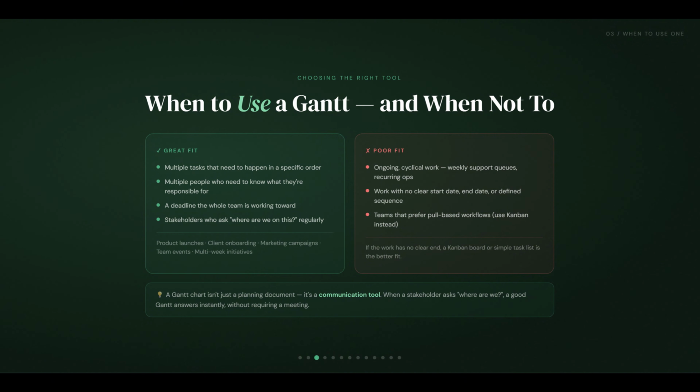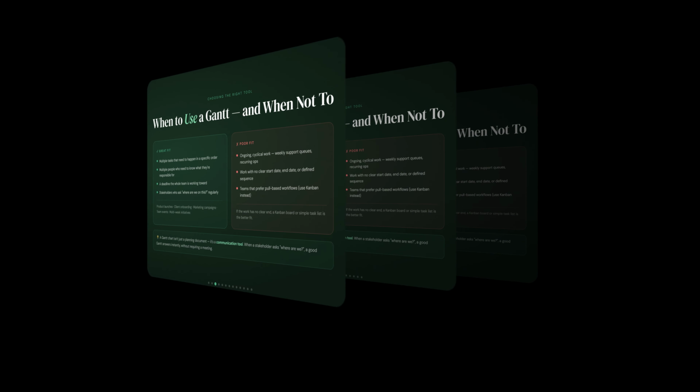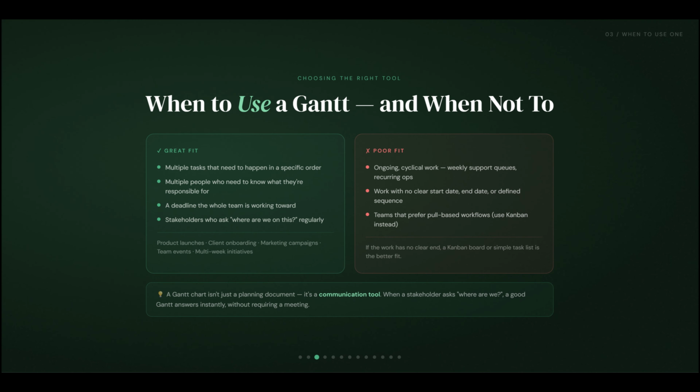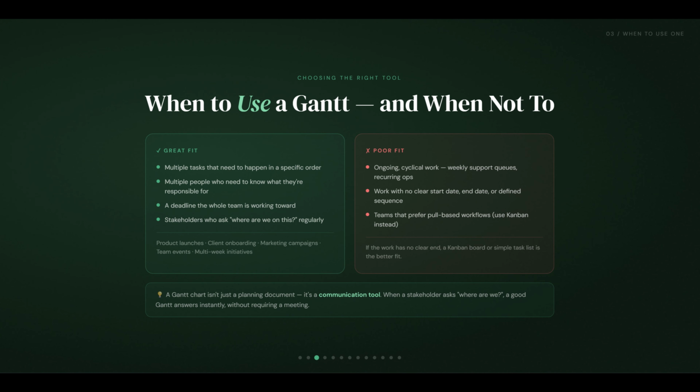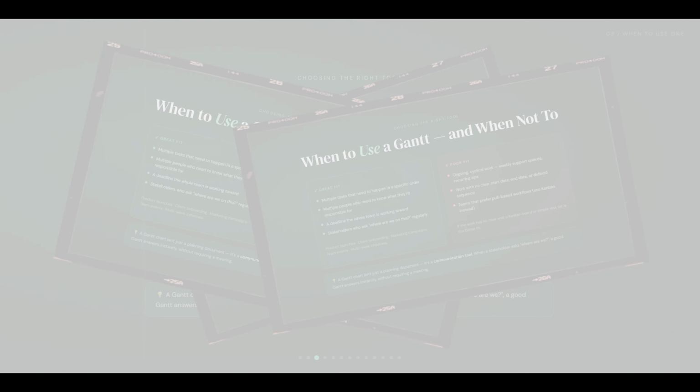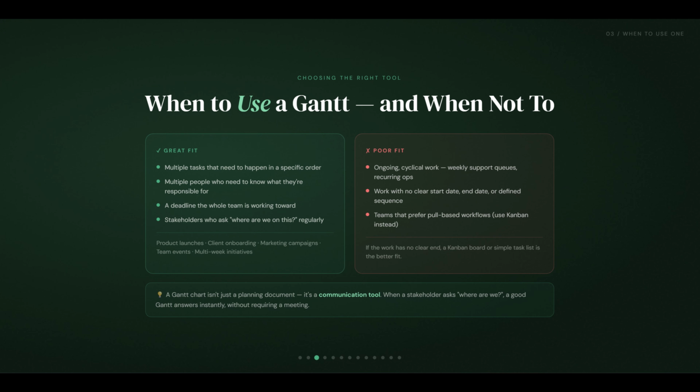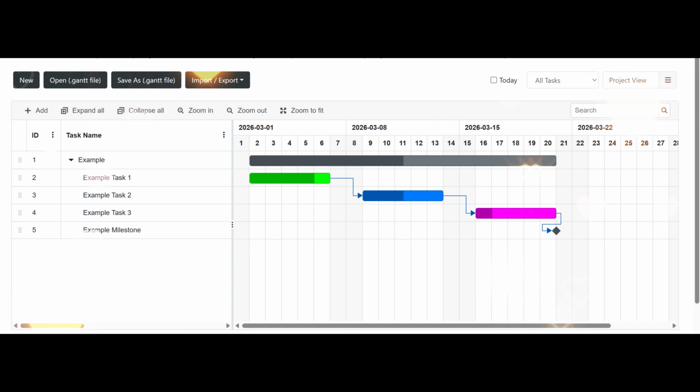So when should you use one? Well, Gantt charts are most useful when you have a project with multiple tasks that need to happen in a specific order, multiple people involved who need to know what they're responsible for, or a deadline that the whole team needs to be working toward. If you're planning a product launch, onboarding a new client, running a marketing campaign, coordinating a team event, or managing any kind of multi-week initiative, a Gantt chart is your friend.